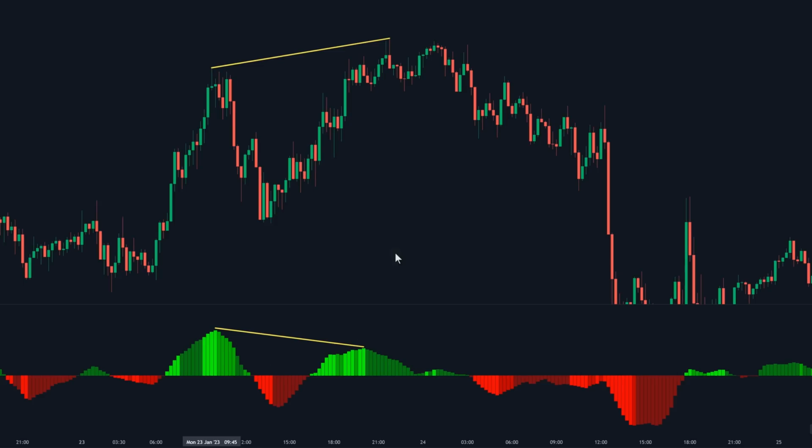And then here, we have a bearish divergence. The indicator histogram was creating lower highs, while the price was creating higher highs.